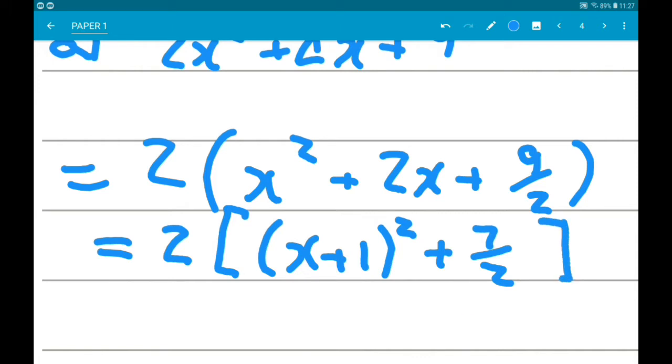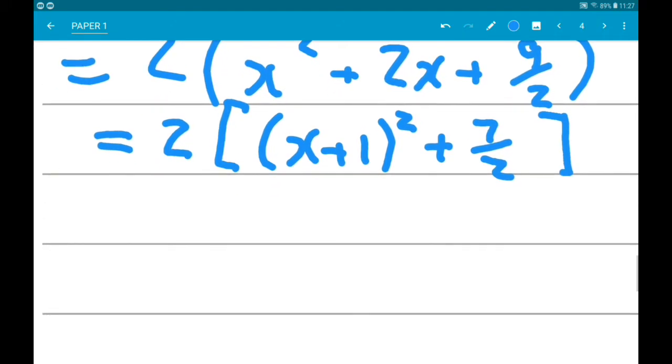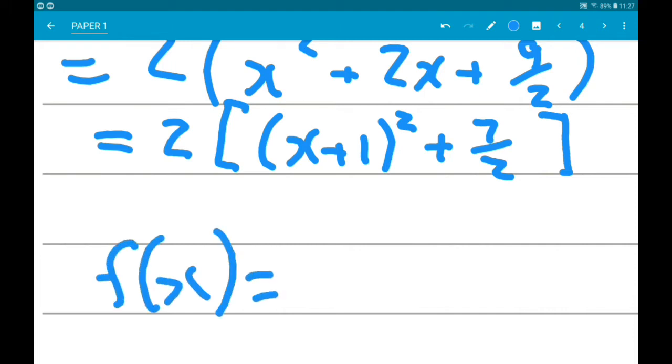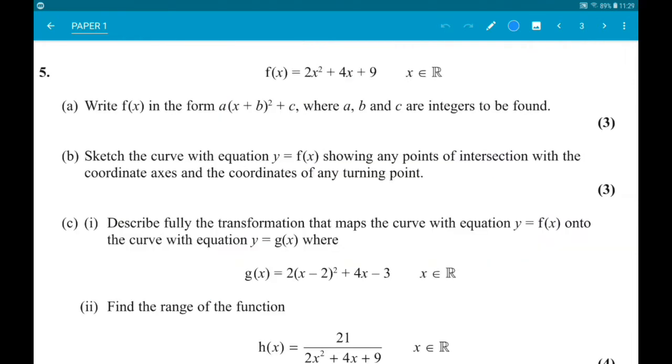Okay, and then we let the 2 back in, and we can say f of x is 2 lots of x add 1 squared add 7. B. Sketch the graph of y is f of x, showing the coordinates of any points of intersection with the coordinate axes and showing the coordinates of any turning points.